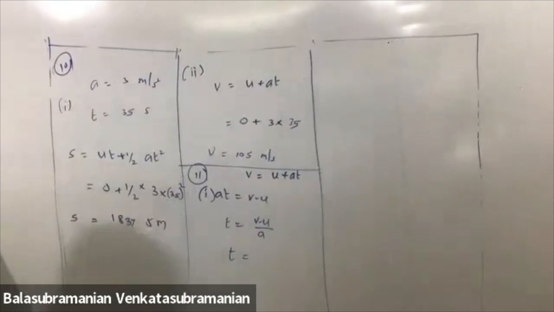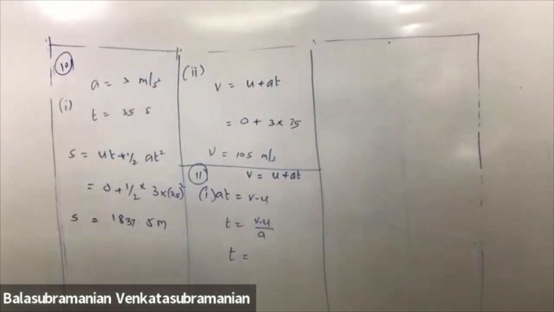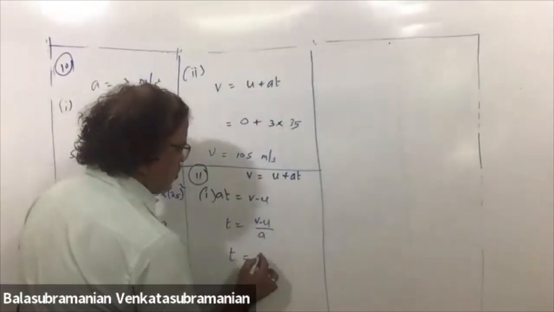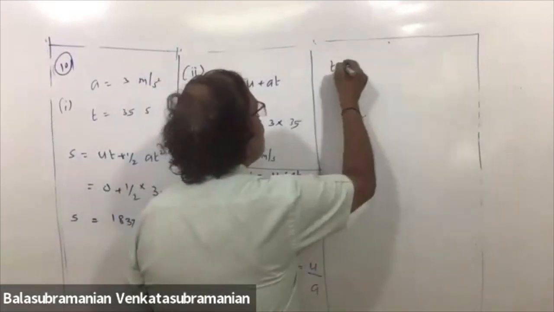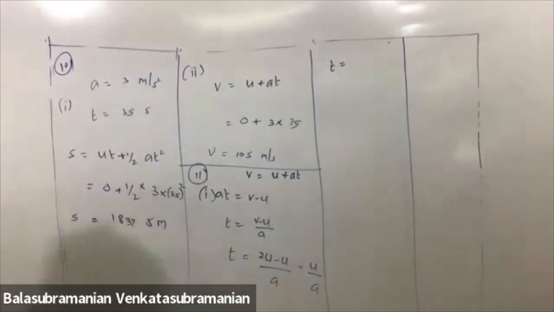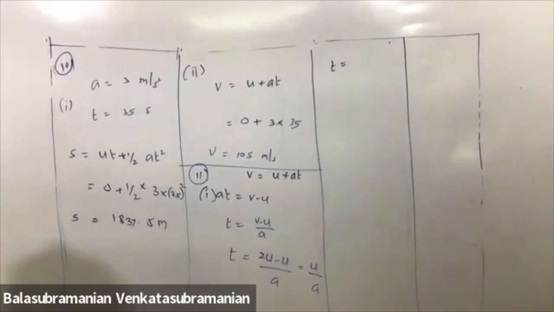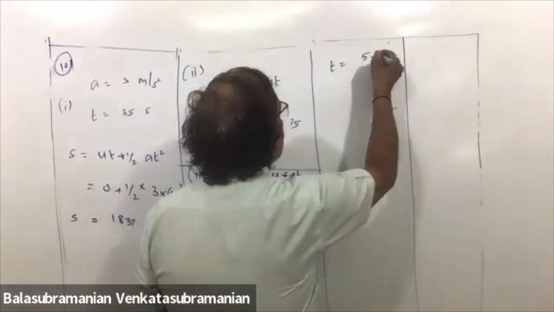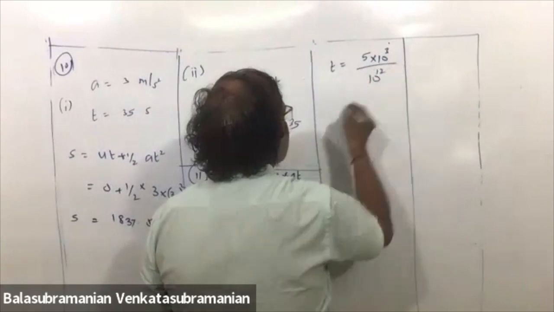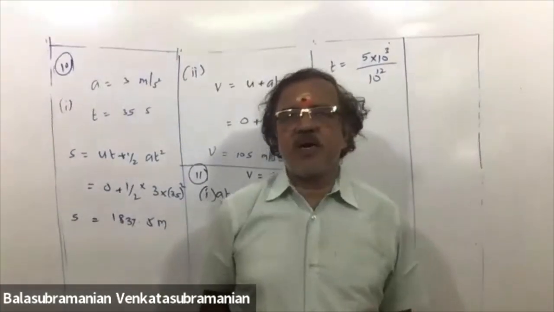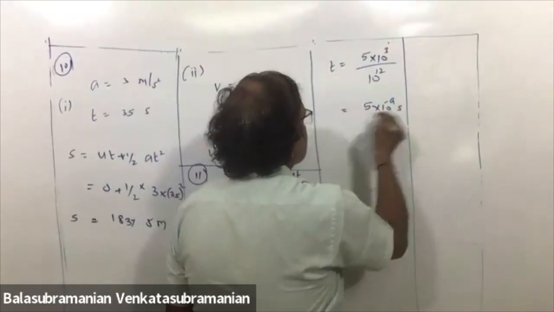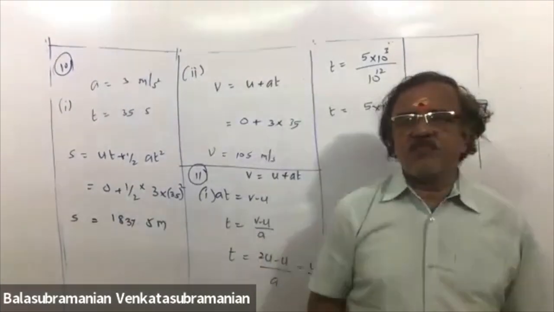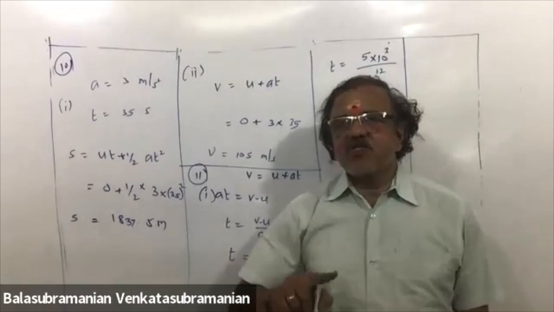What is the final velocity? What is the initial velocity? Double its speed means it is 2u minus u by a, that is u by a. What is the velocity given? 5 into 10 power 3 by acceleration, which is 10 power 12 meter per second square. Simplify, you will get 5 into 10 power minus 9 seconds, 5 nanoseconds. It takes this long to double its speed.